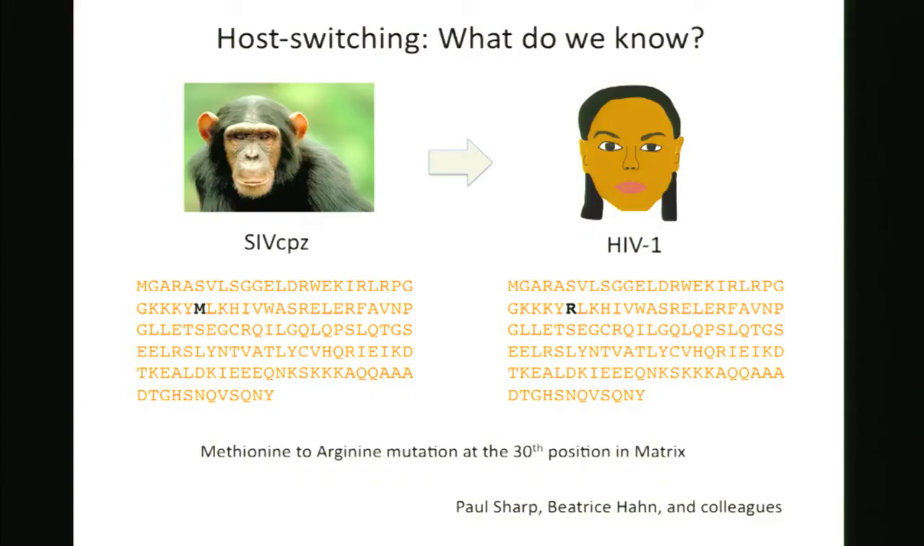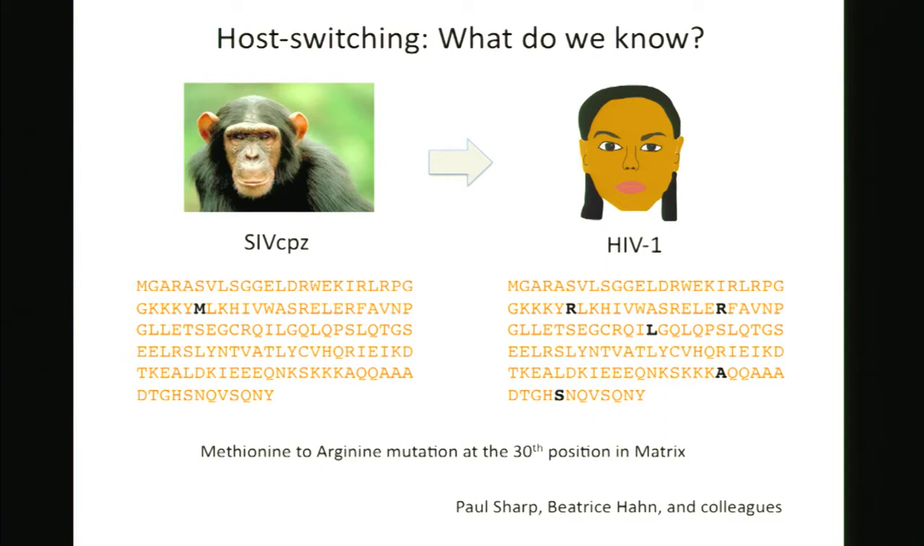The problem is that it's very difficult to find mutations like this. And the reason is as follows. By the time we discovered HIV in the 1980s, 40 years had passed since this transmission event had occurred. And during that time, the HIV genome continued to mutate and the SIV genome continued to mutate, making it very difficult for us to identify these magical mutations that accompany key events like host switching.